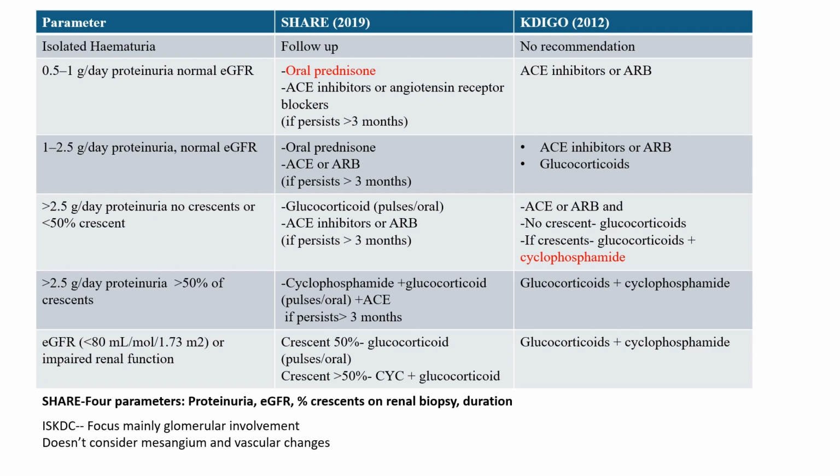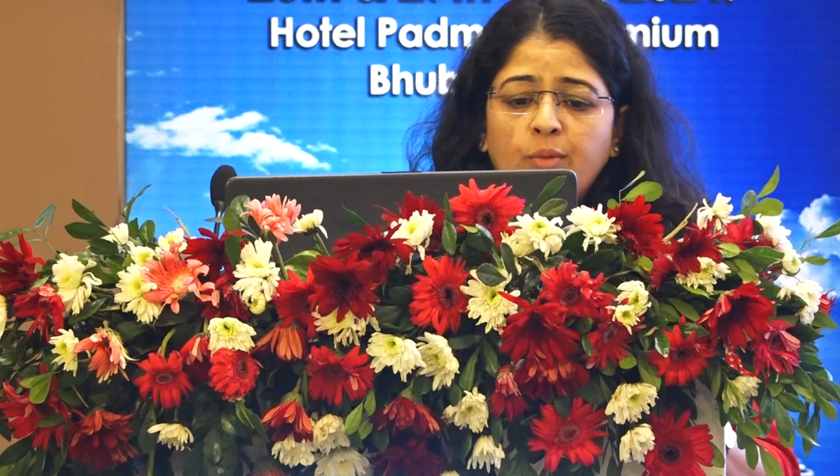The only drawback here is that the ISKDC and the SHARE recommendations mainly focus on the glomerular changes, and sometimes the mesangial changes or the tubulointerstitial changes are not given that weightage to classify them into categories of nephritis, and this would definitely determine the outcome in the long run. So the other solution to that is to incorporate the Oxford classification into the ISKDC classification criteria.